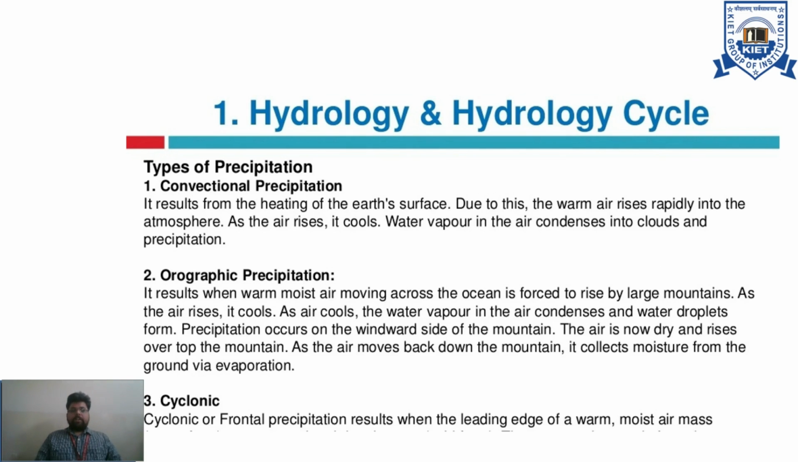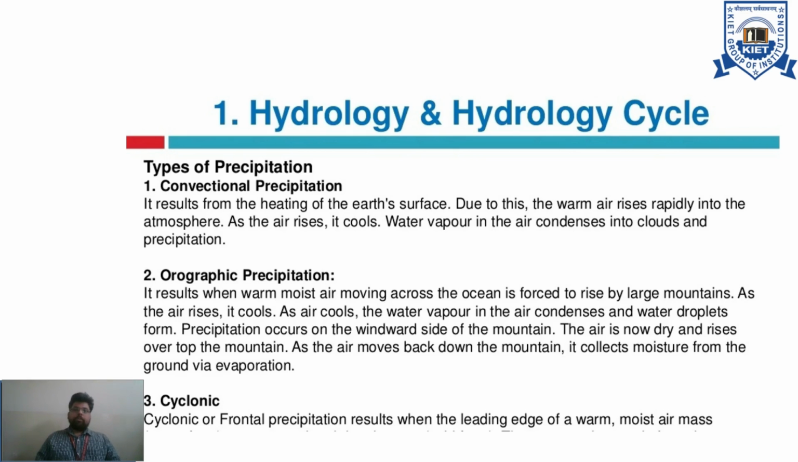We have already seen the forms of precipitation. Now the precipitation can also be classified in terms of their types. First one is the conventional precipitation. It results from the heating of Earth's surface. Due to this, the warm air rises rapidly into the atmosphere. As the air rises, it cools. Water vapors in the air condense into clouds and precipitate.